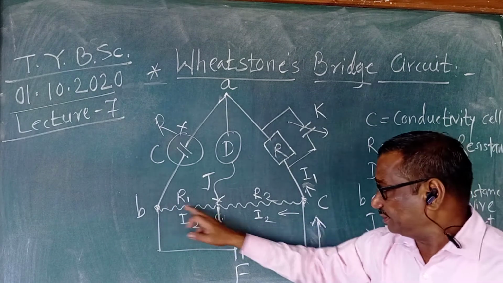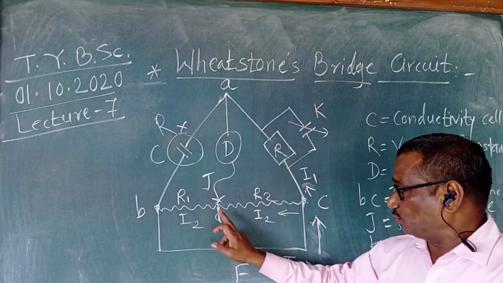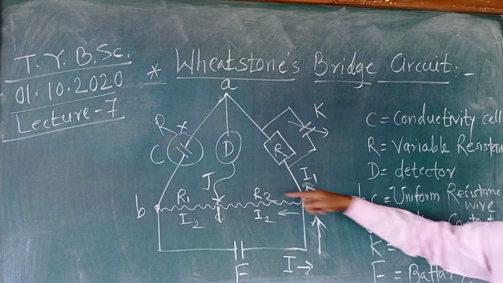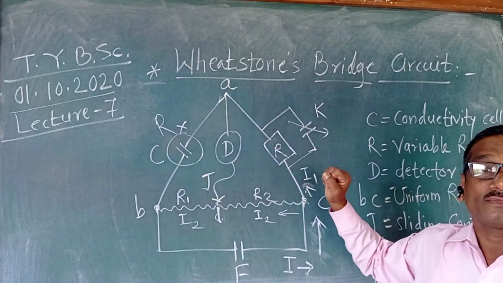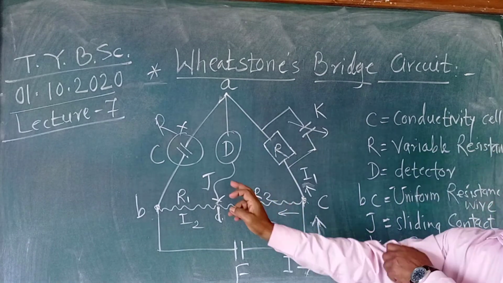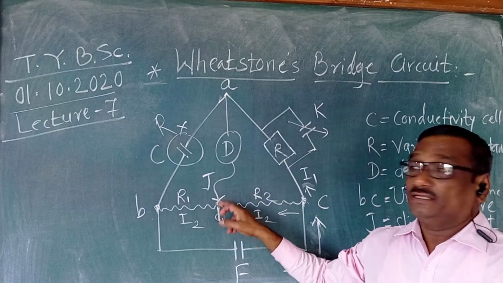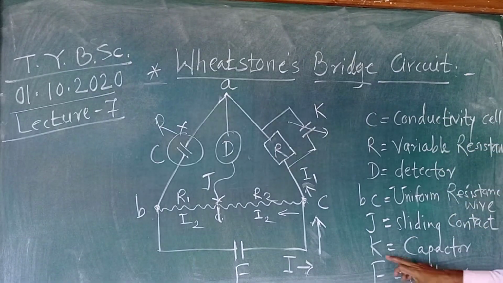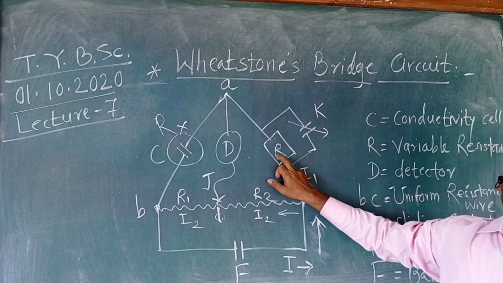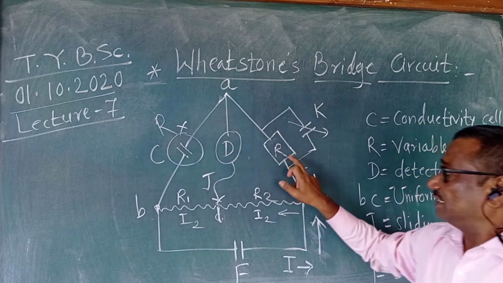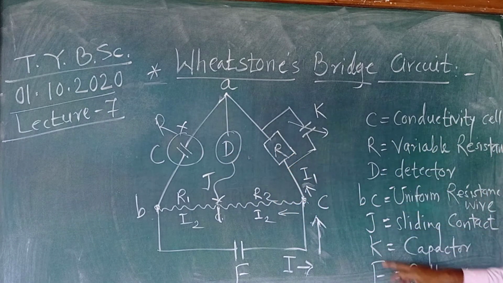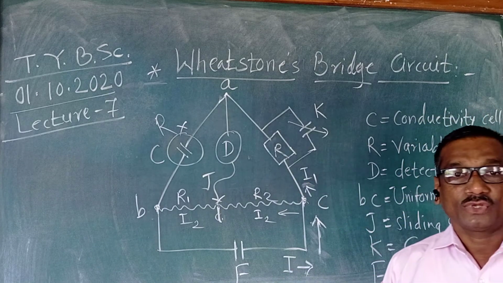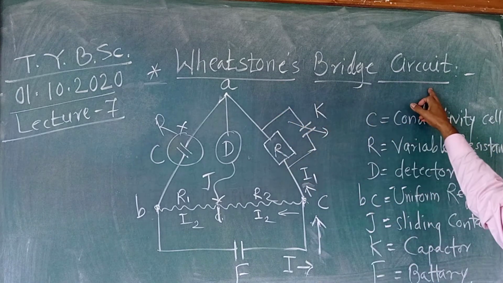The uniform resistance wire BC is divided into two parts R1 and R2 at a point D. BD R1, DC R2. J is a sliding contact moved on the wire BC to select a point D where the detector shows zero deflection or null deflection. Now K is a capacitor in parallel with the variable resistance. This is the unknown resistance Rx and R is a known resistance. So this is the battery E.